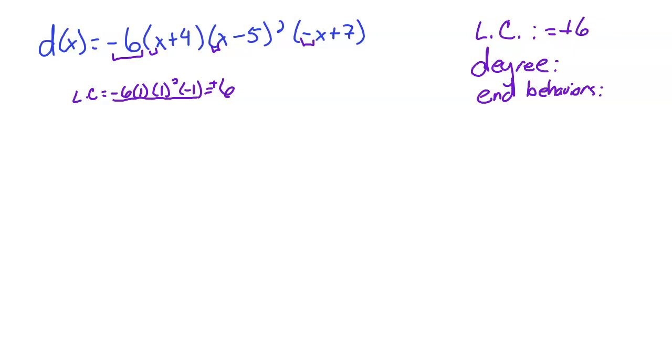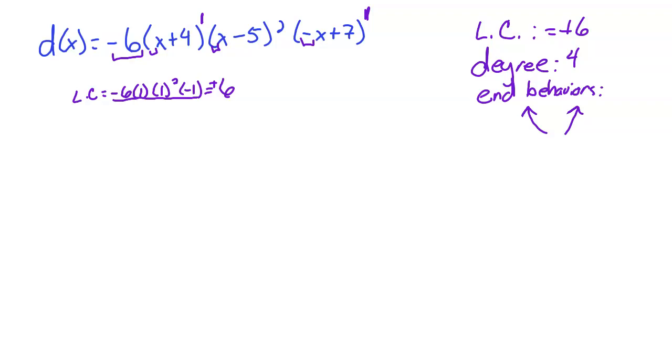My degree means to add up all the exponents for those terms with a variable. So I have a 1, 2, 3, 4. I do not add this one because this one does not have a variable. So my degree is 4. I have a positive, so that means I'm going up on the right side. Since my degree is even, that means I'm also going up on the left side.